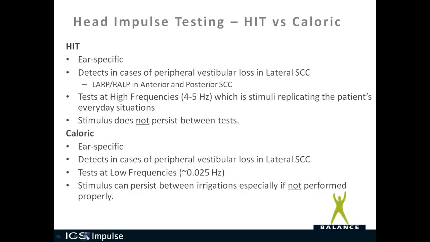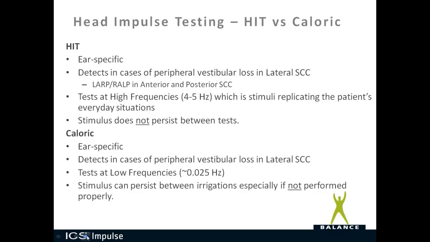So with a lateral head impulse and LARP and RALP, you can test all 6 of the canals, both the lateral canal and the anterior and posterior canal, whereas calorics only allow you to assess the lateral canal. The head impulse test tests at frequencies 4 to 5 hertz, which is stimuli replicating the patient's everyday situation. A caloric test tests at a low frequency, 0.025 hertz. So again, a head impulse test is testing how the patient truly uses their vestibular ocular reflex.